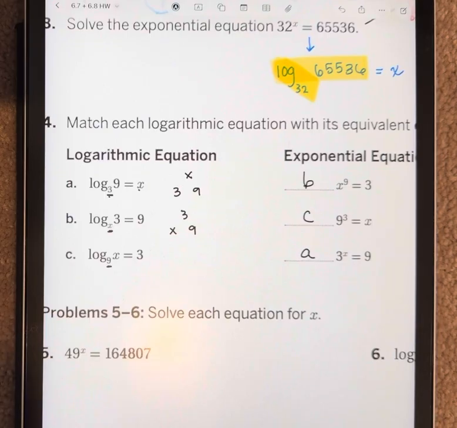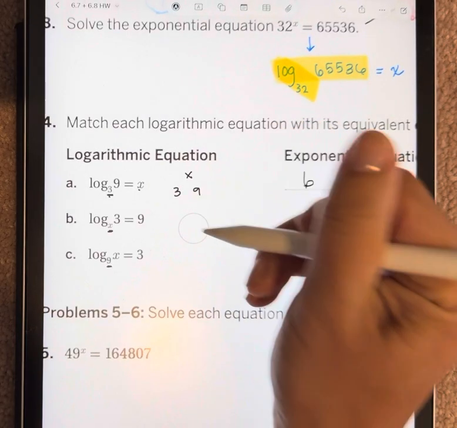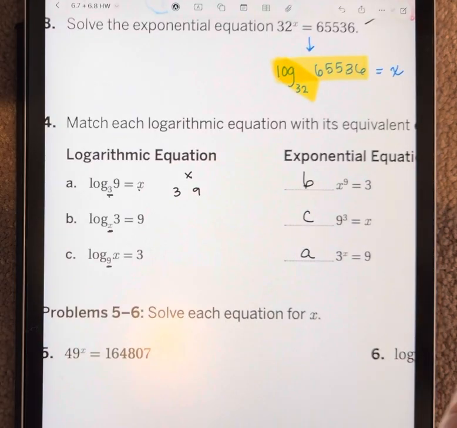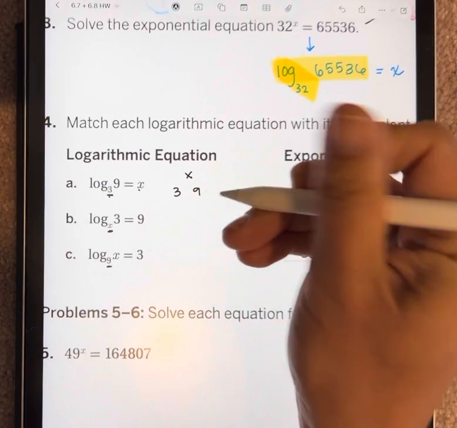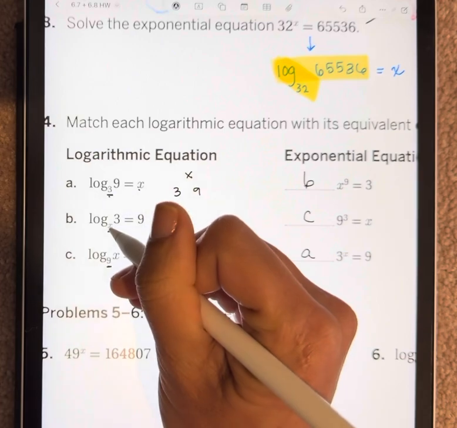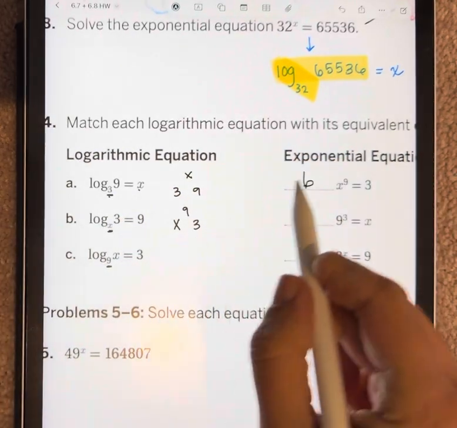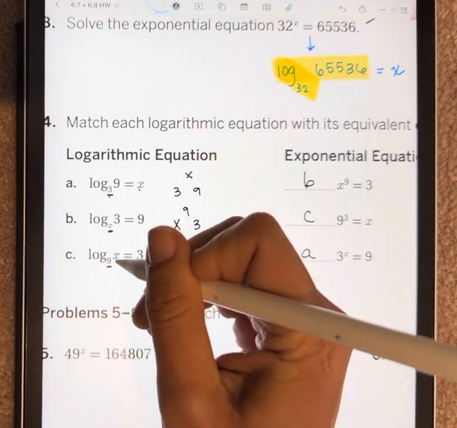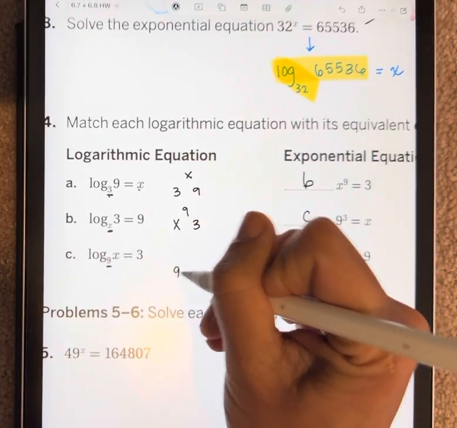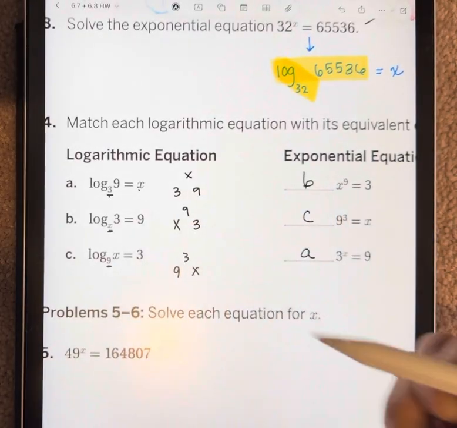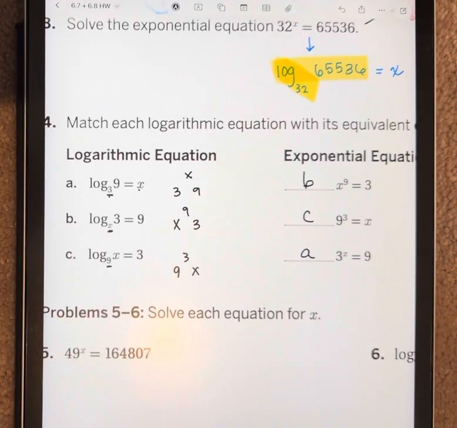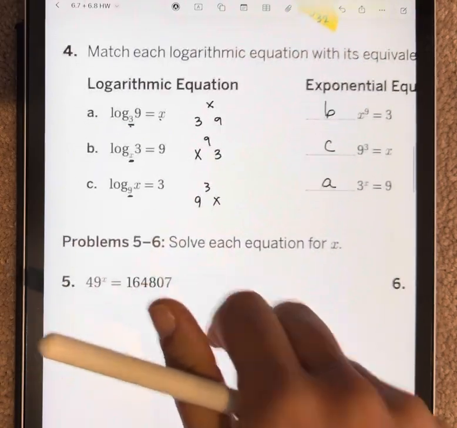Wait, I did that one wrong. That didn't make sense. Sorry. The triangle is new for me, you guys. This is a log, so we would go x, 3, 9 this way. And it would mean that x to the 9th is 3. And this one, 9, x, 3 this way, 9 to the 3rd is x. Perfect. Okay, all good. Let's keep it going.